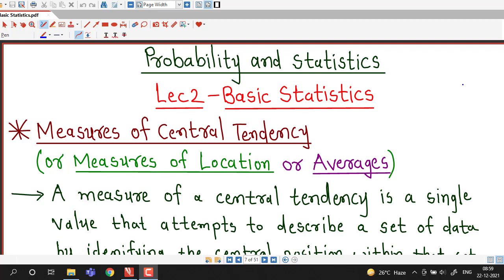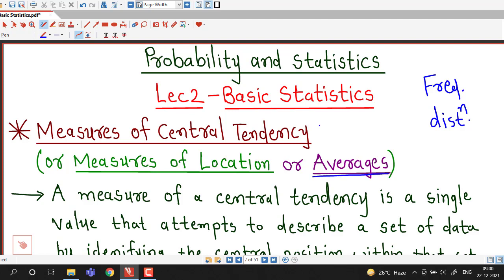In the previous lecture we have discussed certain things about frequency distributions, and we have understood how we can arrange our data in terms of ungrouped and grouped frequency distributions. In this lecture we are going to discuss measures of central tendency, or measures of location, or averages.